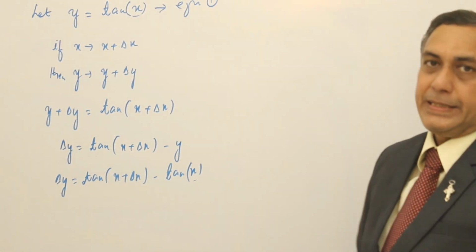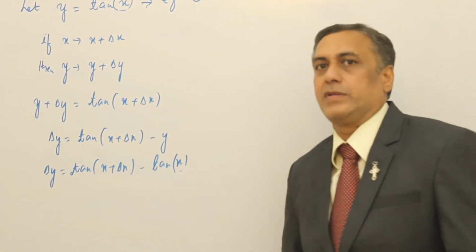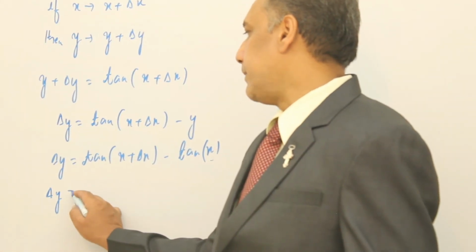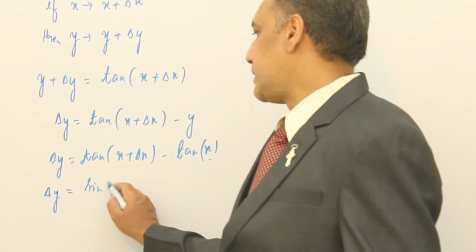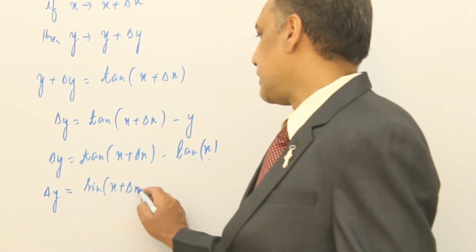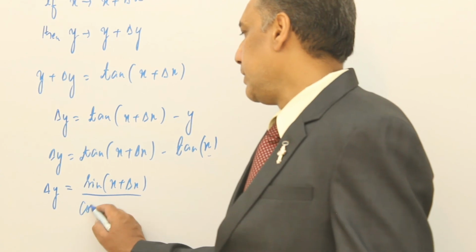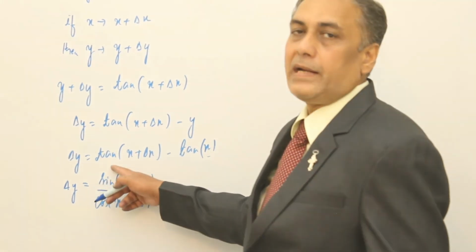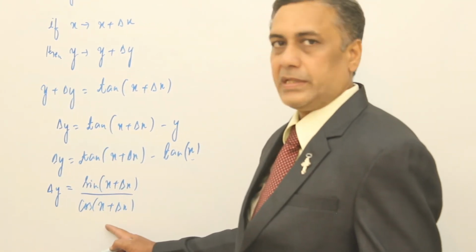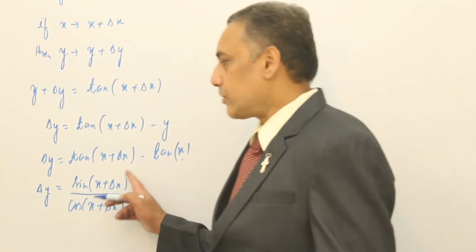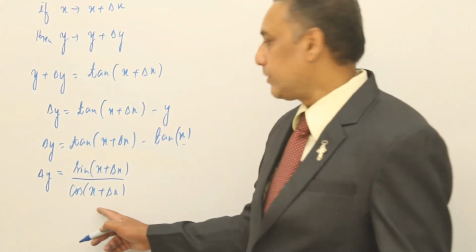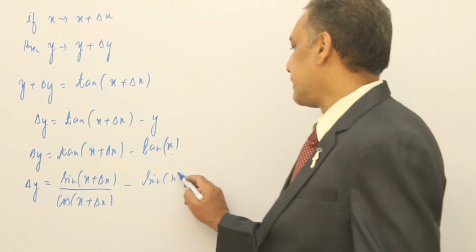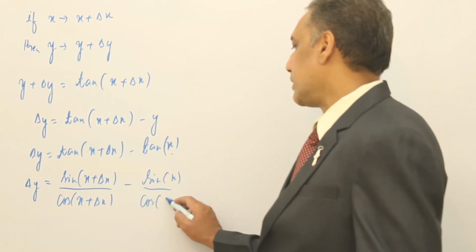Now we know that tan x is nothing but sin x by cos x. So applying that, delta y is equal to sin of x plus delta x divided by cos of x plus delta x, because tan theta is sin theta by cos theta. So tan of x plus delta x will be equal to sin of x plus delta x divided by cos of x plus delta x, minus sin x divided by cos x.